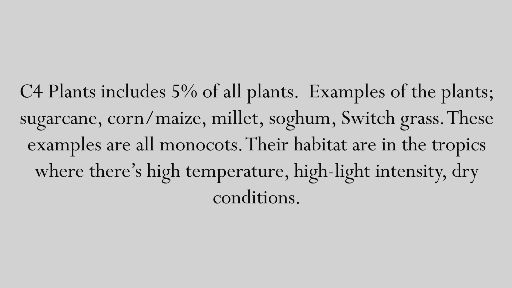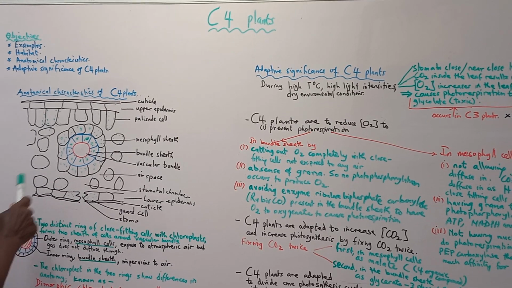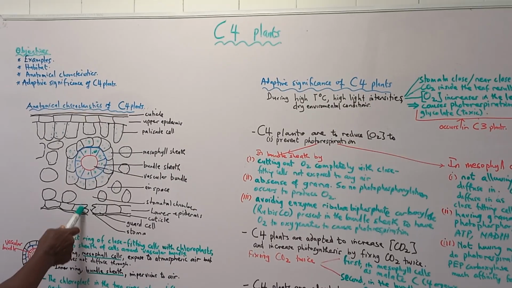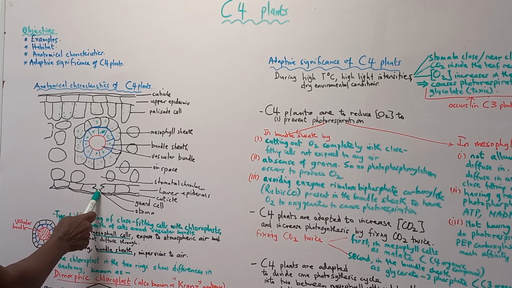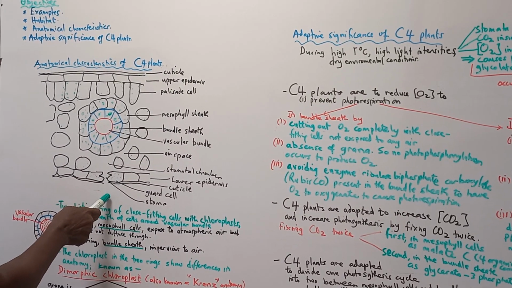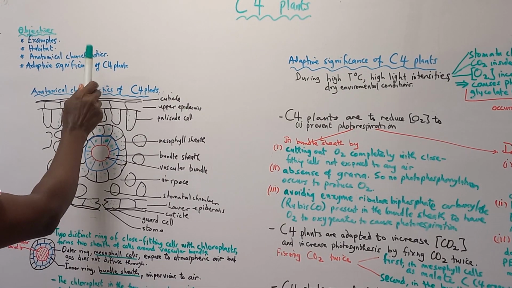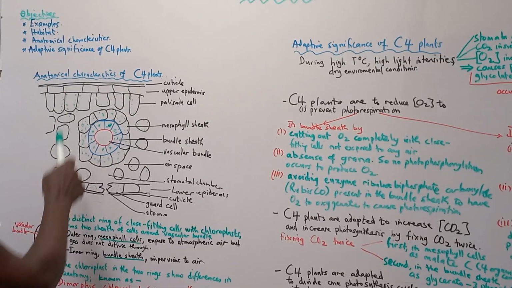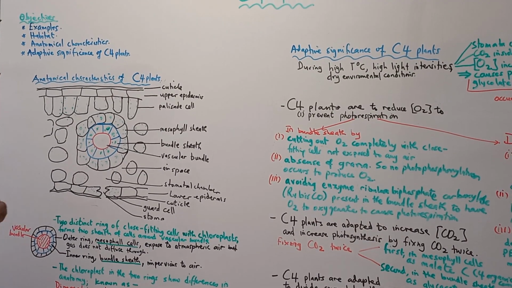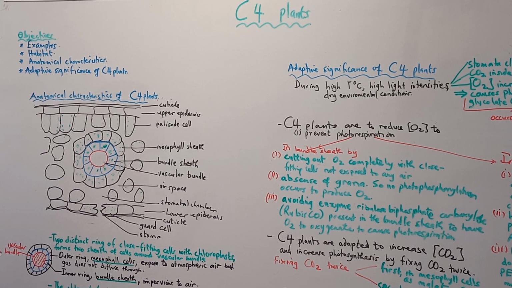So in such an environment, stomata will close during the day to reduce transpiration, to conserve water. And once stomata are closed, carbon dioxide cannot go in, and oxygen cannot come out during the day. C4 plants in such environmental conditions have anatomical characteristics that enable the plant to live and photosynthesize successfully.